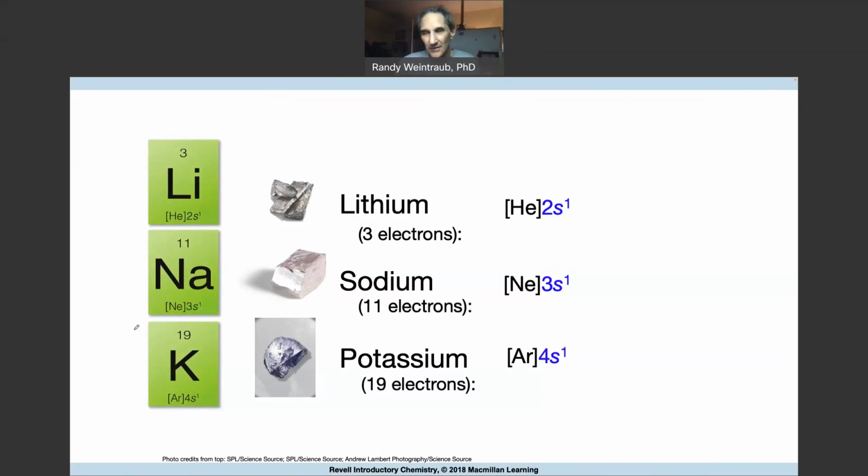Notice that these all have an s1 configuration in their electron configuration. They have similar behaviors because of this electron configuration. On the periodic table, these are located in group 1A. Now the one corresponds to 1 valence electron.